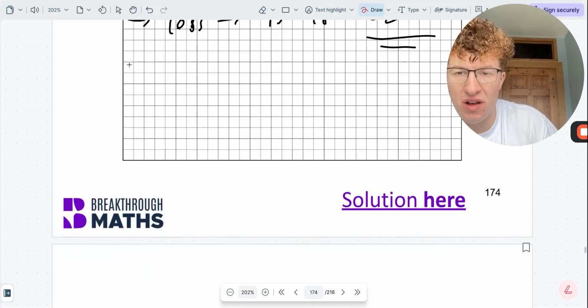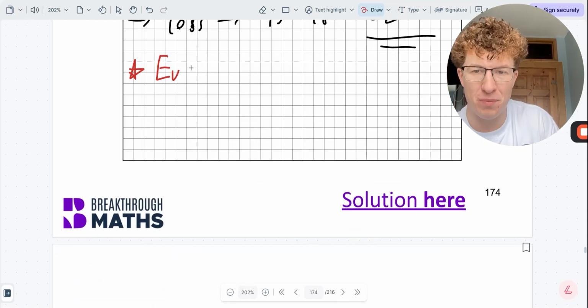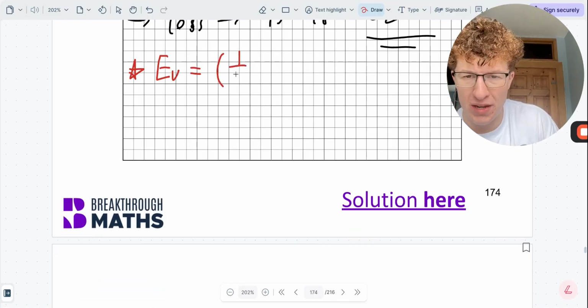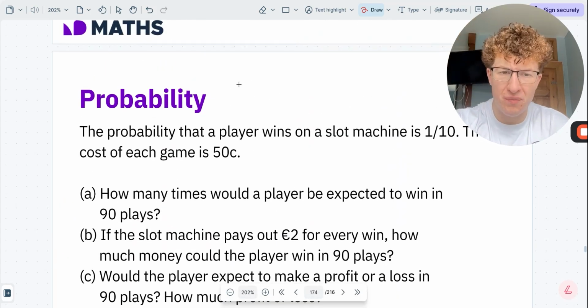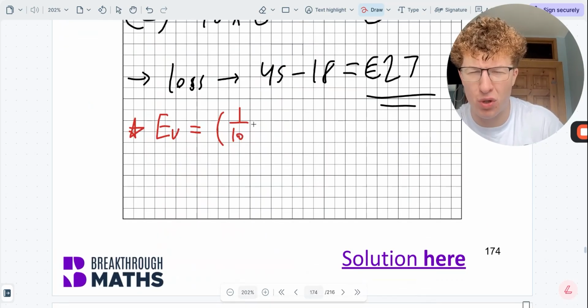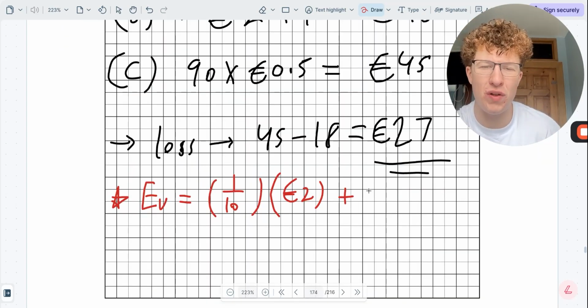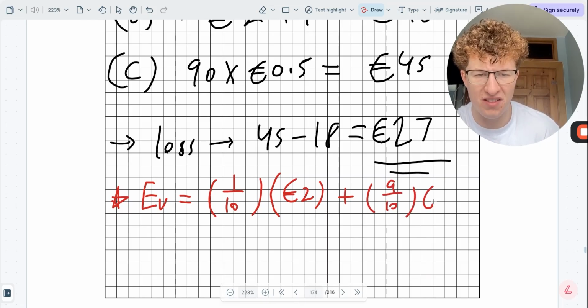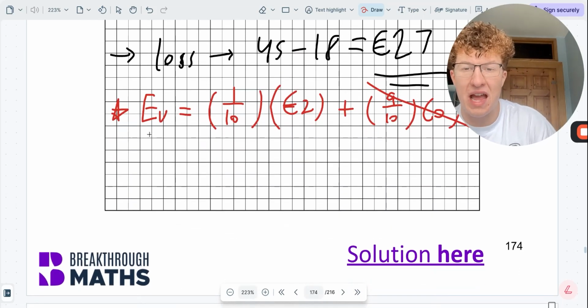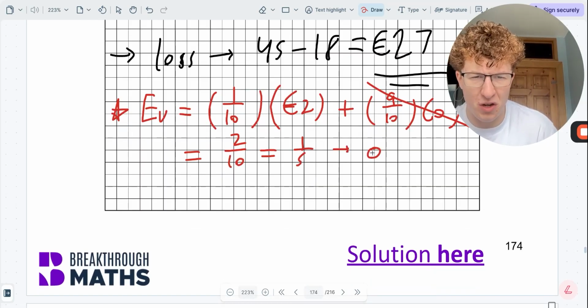A little note on this question. If we were to get the expected value of this game, the EV would be the probability that you win, which is 1/5. Or what? Was it 1/5? No, it's 1/10. Even worse. So the probability that you would win the game is 1/10, and if you won the game, you're getting €2 back. And if you don't win the game, that's the other 9 out of 10, you get 0 back, so that's just going to cancel. That means the expected value of the game is 2/10, which is equal to 1/5, or just 0.2.